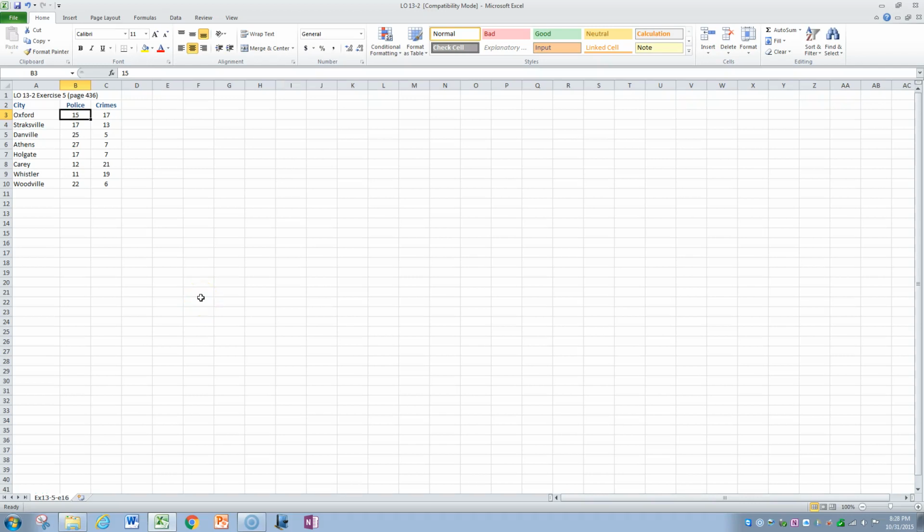In section 2 of chapter 13, the concept of correlation coefficient is introduced. I'm going to do exercise 5 on page 436.